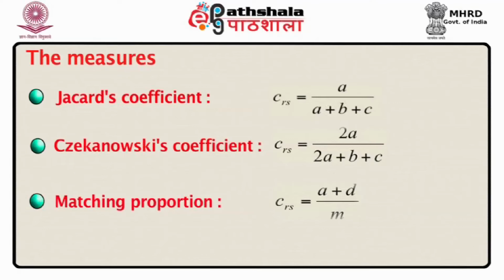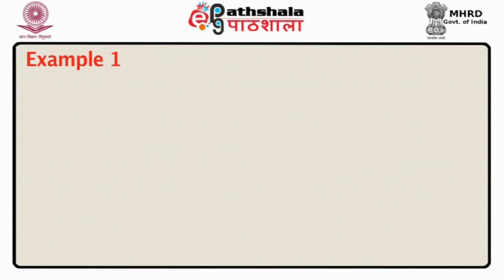Similarly, for the next coefficient as well. Of course, in this case, we just take twice of A, but otherwise the measure is similar. Whereas in matching proportion, we are looking at A plus D. That is, either both the individuals have the characteristic present or both the individuals do not have the characteristic, divided by the total number of variables in this case. Let's look at an example.